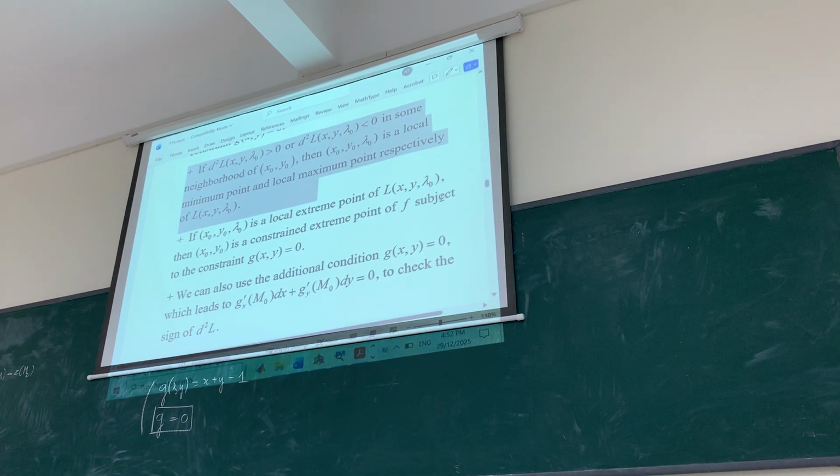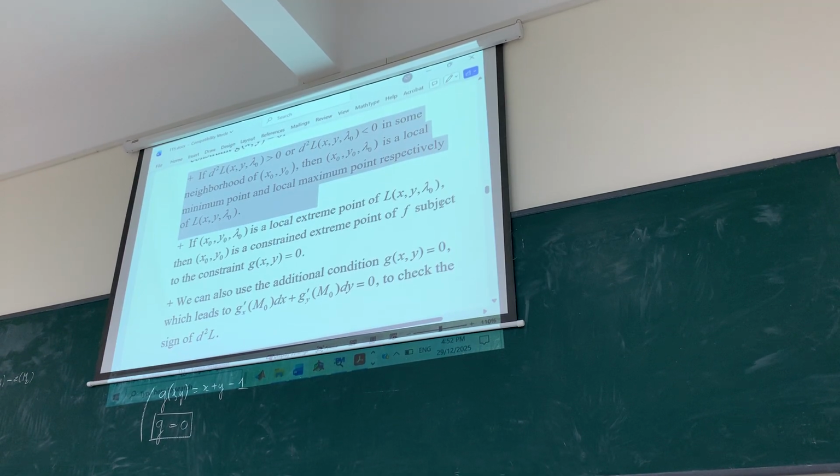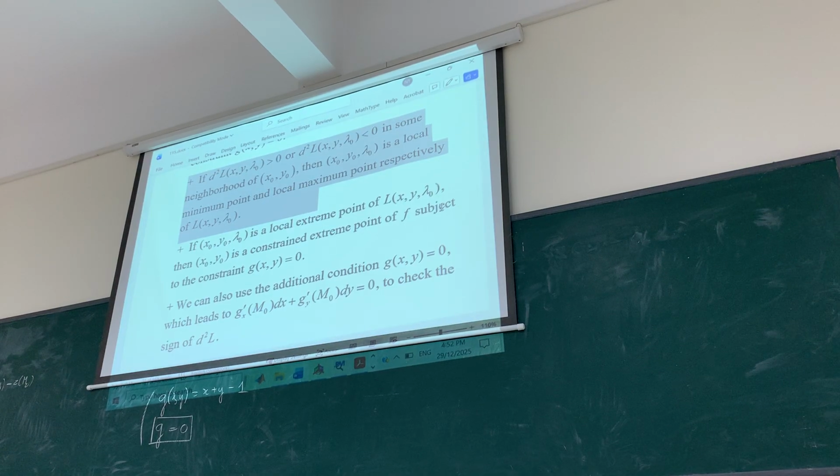Okay, now you can write out three properties here. Have you checked whether M0 is a local extreme point or not?